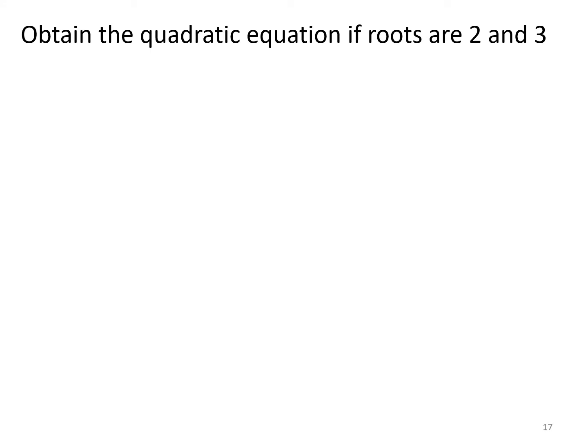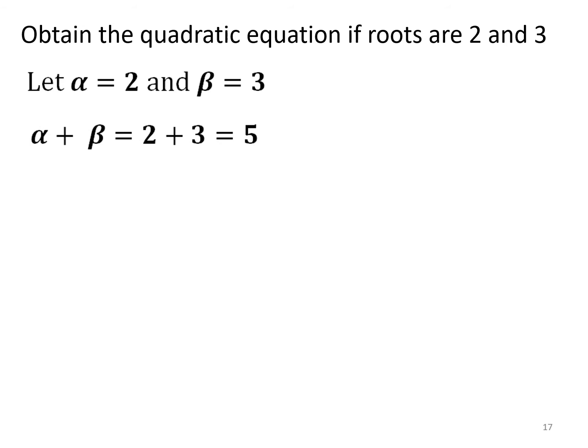Let's see one example. Obtain the quadratic equation if the roots are 2 and 3. So we consider alpha as 2 and beta as 3. So we have to find two things. One is the product and one is the sum. So for sum we have to use alpha plus beta, which is equal to 2 plus 3, which is equal to 5. Second is product alpha into beta, which is equal to 2 into 3, equal to 6.